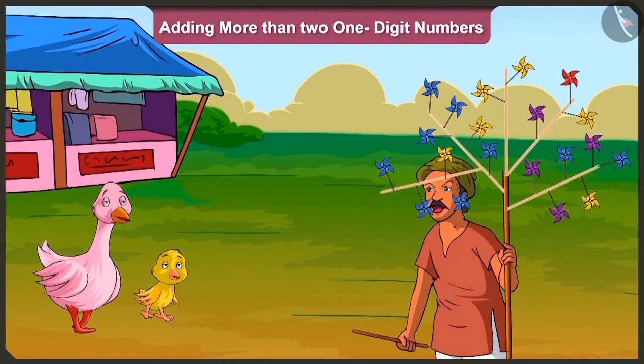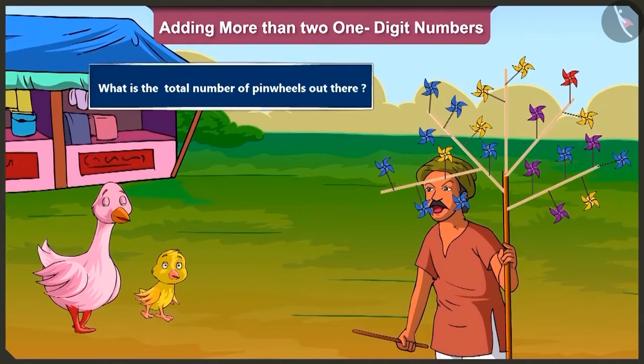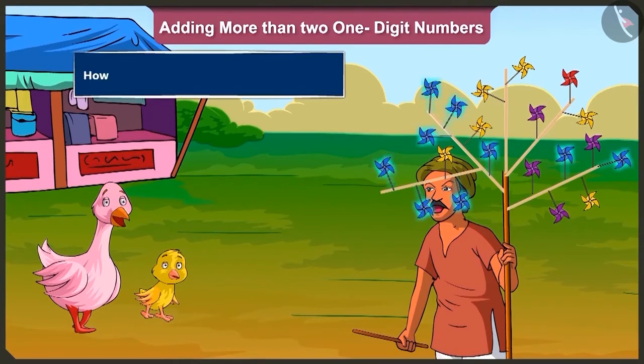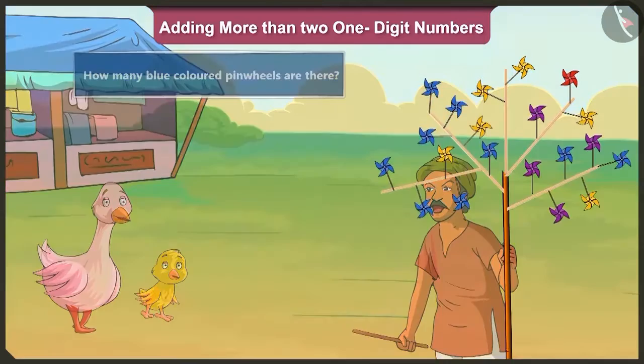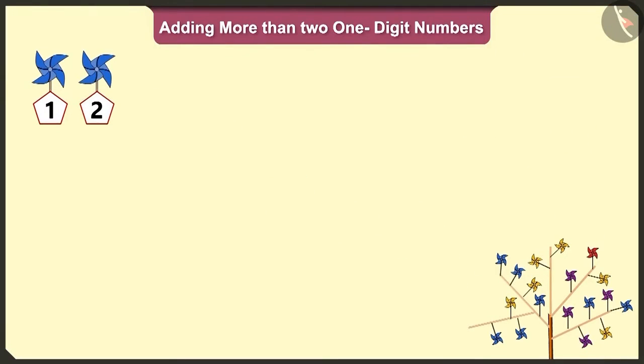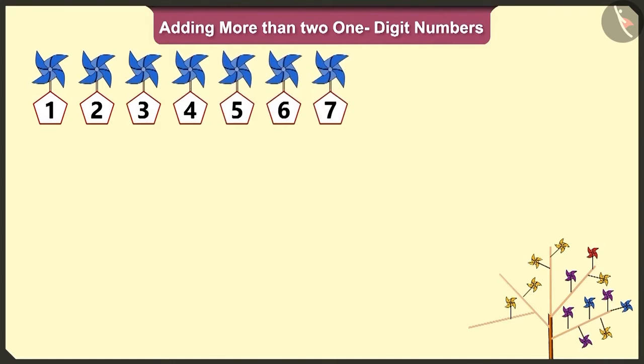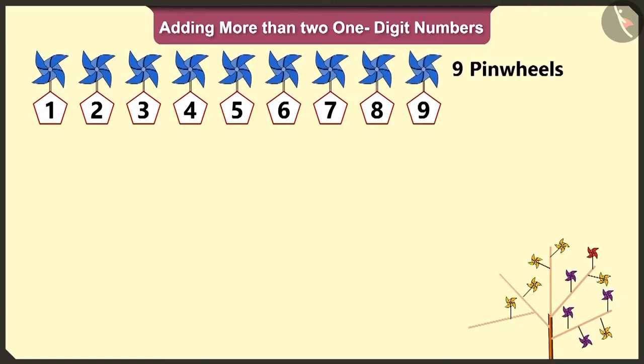Pillu, look, what is the total number of pinwheels out there? Oh, these are so many. How do I count them? Look, Pillu, there are blue, yellow, red and purple pinwheels. First of all, tell me, how many blue colored pinwheels are there? 1, 2, 3, 4, 5, 6, 7, 8 and 9. There are 9 blue pinwheels.